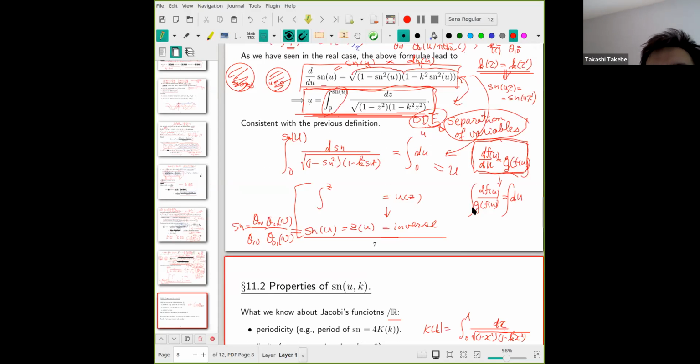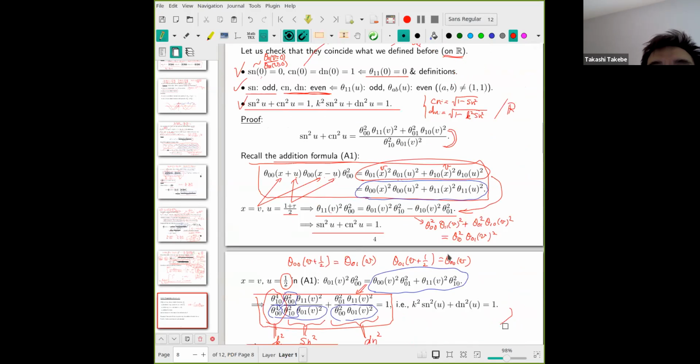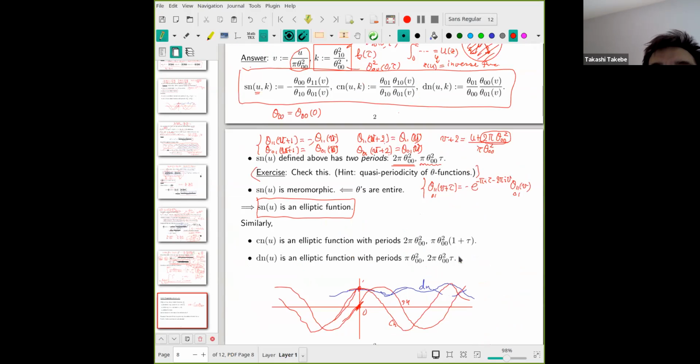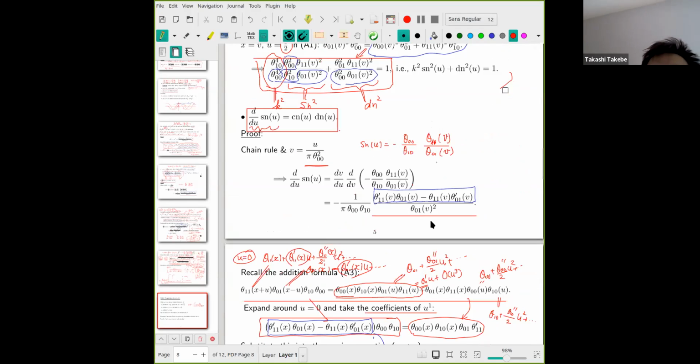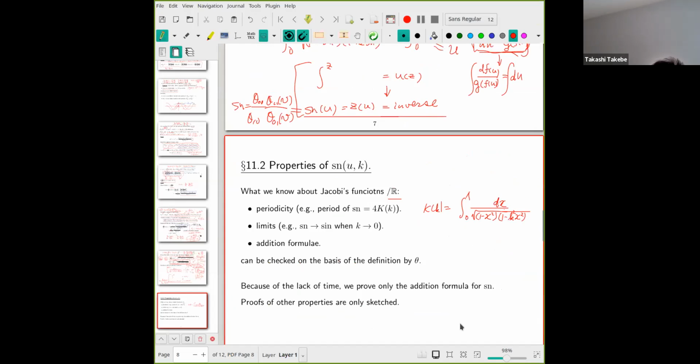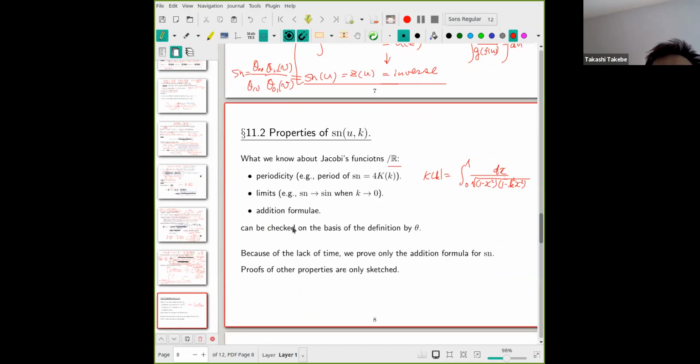Well, what we have shown is that the Sn has some complicated pairs. And as Jan has mentioned, Sn converges to sine when k goes to 0. And we have proved the addition formula, probably in March or in April. No, in March.